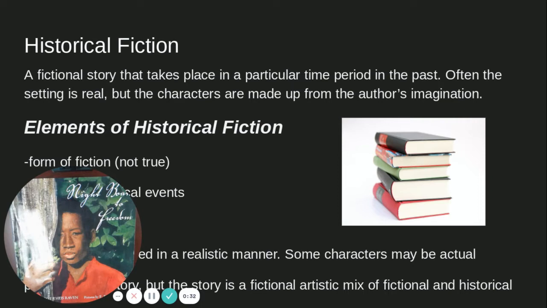So first of all, a historical fiction book is a fictional story that takes place in a particular time period in the past. Often the setting is real, but the characters are made up from the author's imagination. So elements of historical fiction would be that it is a form of fiction, which is not true, and it's going to be based on historical events. It's presented in a realistic manner. Some characters may be actual characters, but not necessarily. The story is a fictional, artistic mix of fiction and historical events.